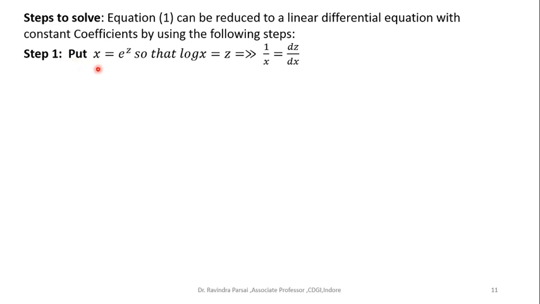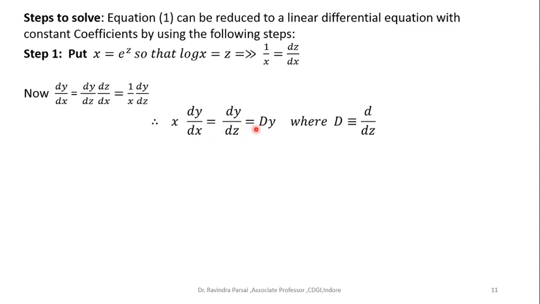The first step is to put x equal to e raised to z. On taking log on both sides and then differentiating with respect to x, the differential of log x is 1 by x, equal to dz by dx. Now you will find the value of dy by dx equal to dy by dz into dz by dx, that is, on putting the value of dz by dx as 1 by x, 1 by x into dy by dz.